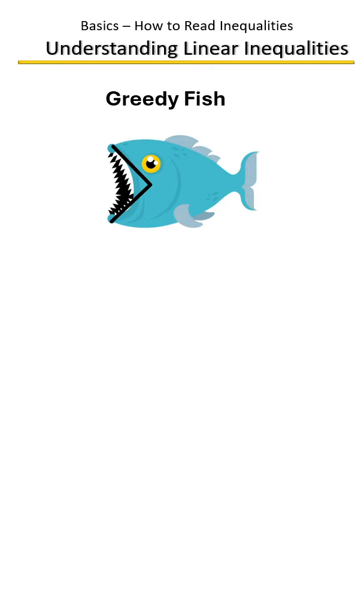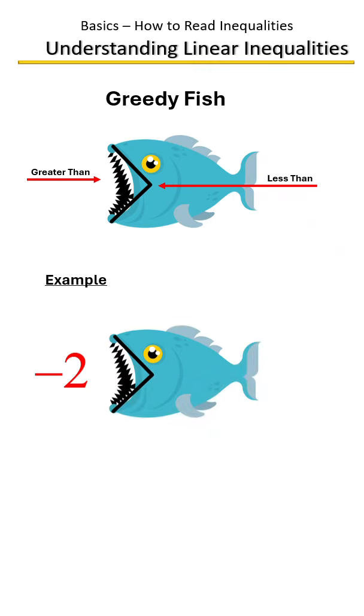Biggest number, the greatest. So the inside of the mouth is always going to point to the greater number. And the opposite end, where the point is, will always point to the lesser number. So any number facing the inside of his mouth is greater than the number that the point is pointing to. The point will always be pointing to the smaller number. Always remember that.